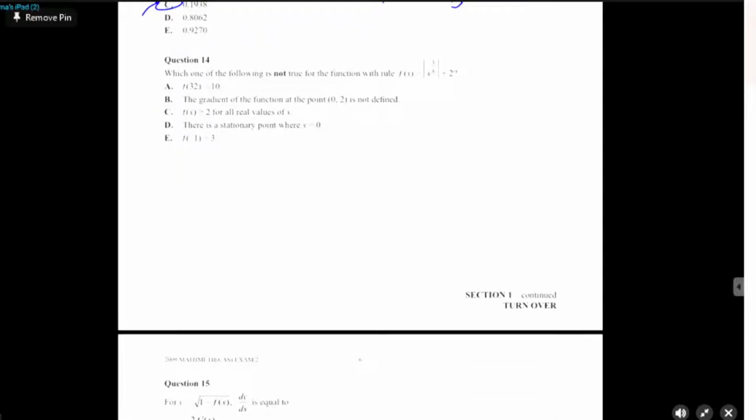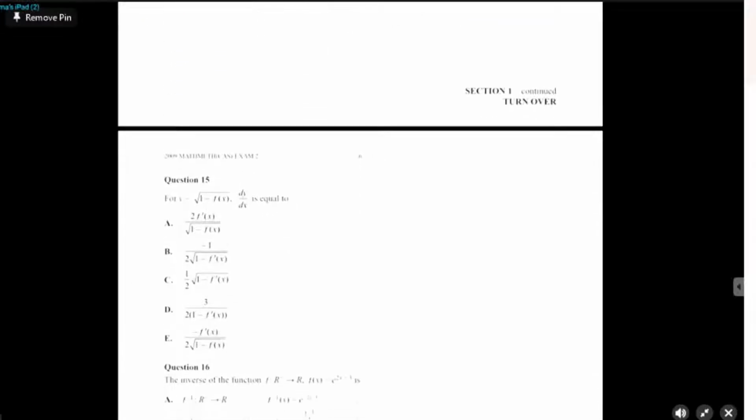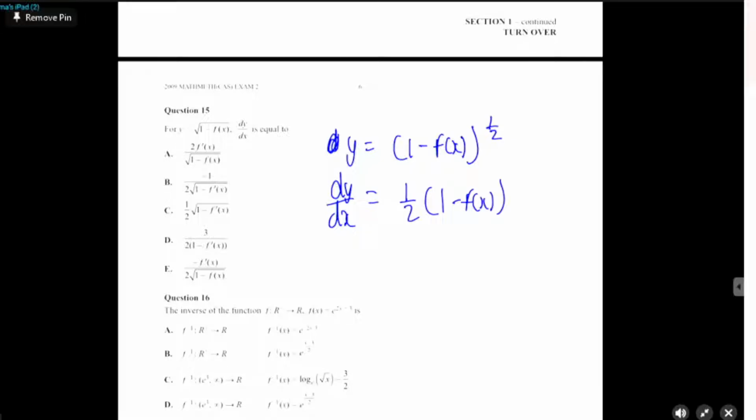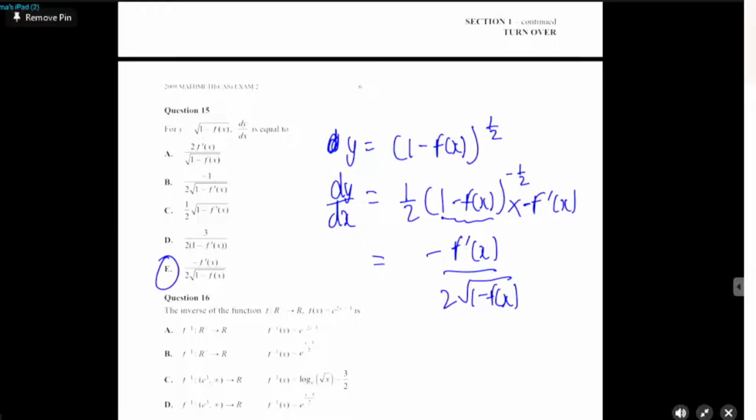And then 14 is mod, so we'll just skip that. 15 is just dy. If you change the notation of y, you'll get this. And then dy on dx is just using chain rule, that. And then times, when we differentiate this, you get f dash x times negative. So that will be the same as negative f dash x over 2 root 1 minus fx, which is E.